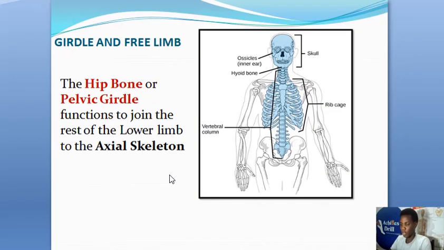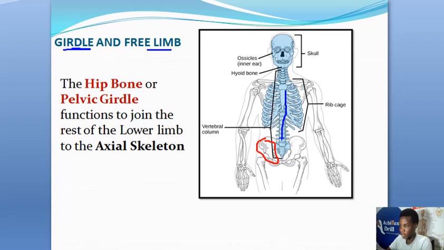Now let's talk about the girdle and the free limb. Now you have to understand that in each limb, be it the upper limb or even the lower limb, there is always a girdle, also otherwise called the basal segment, and then there is always the free limb. You have to understand that the girdle is simply that part of the limb involved in joining the entire limb to the axial skeleton.